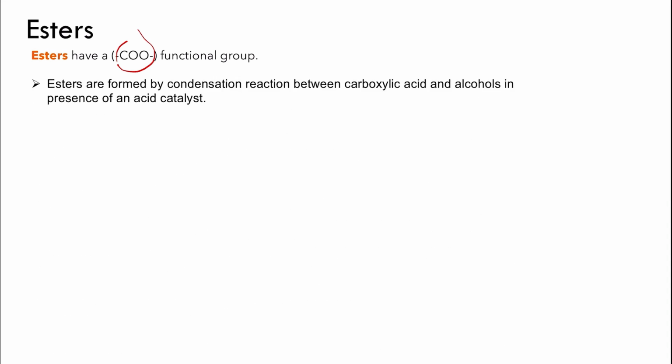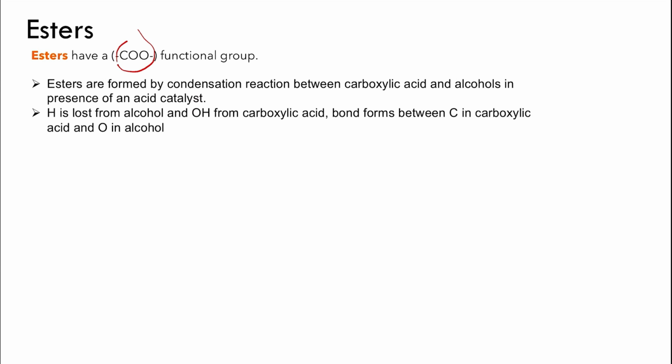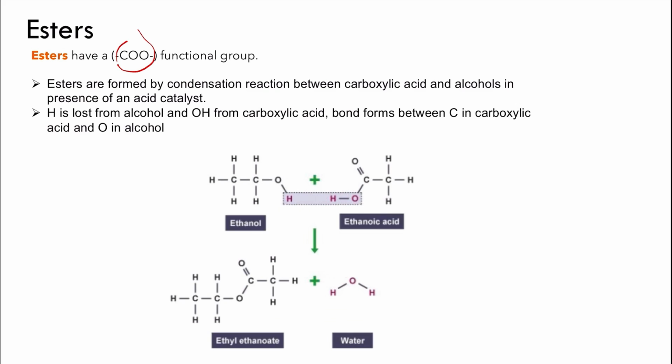The final homology series is the esters, and esters will have the functional group COO. Esters are formed by a type of reaction called a condensation reaction between an alcohol and a carboxylic acid. And condensation reactions are reactions where a water molecule is removed, and as the water molecule is removed, the OH will be removed from the carboxylic acid, and the hydrogen will be removed from the alcohol.